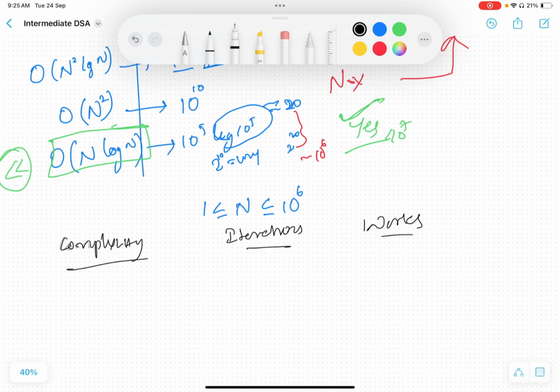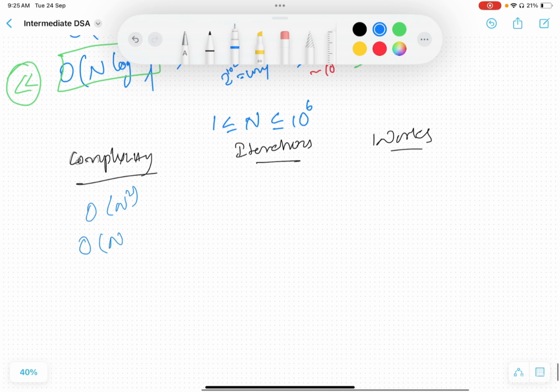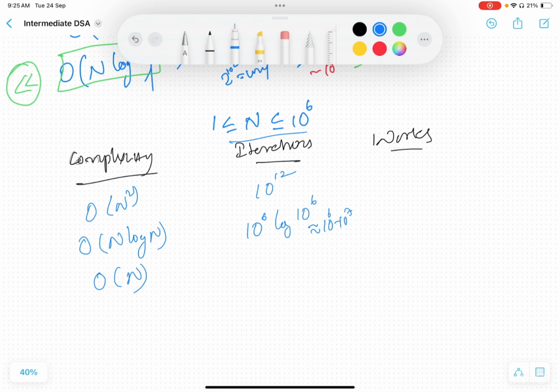We'll check whether it works or not, right? So I have order of n square. We'll go a little lower. I have order of n log n, and I have order of n. So if you take order of n square, and the limit is 10 power 6, I'll get 10 power 12. Here I'll get 10 power 6 into log 10 power 6, which is around 10 power 6 to 10 power 7, or a little above 10 power 7.